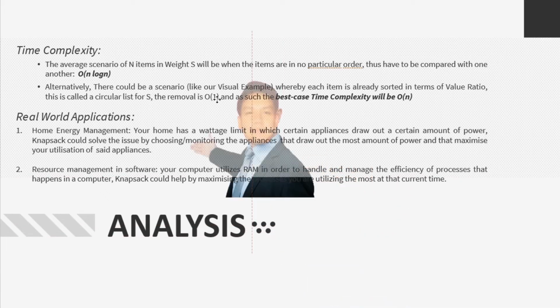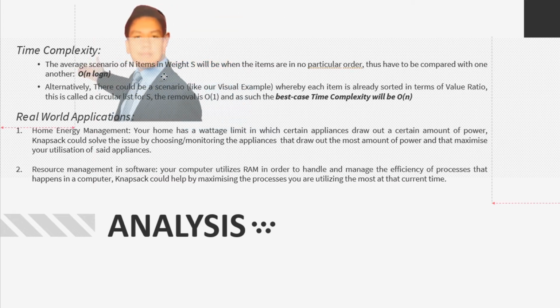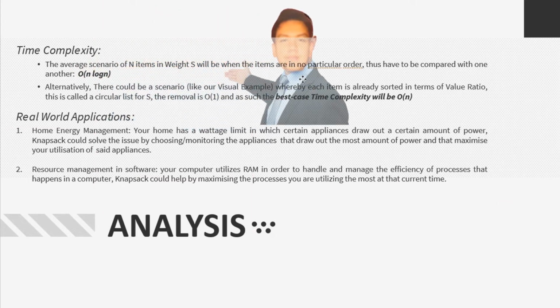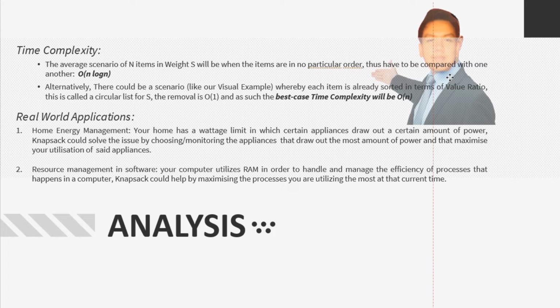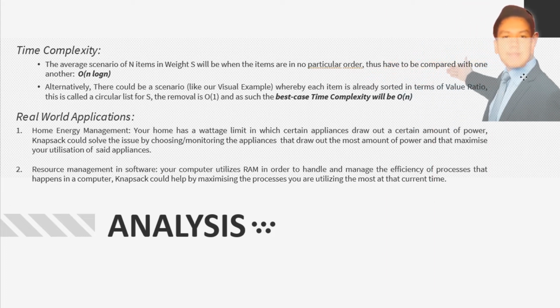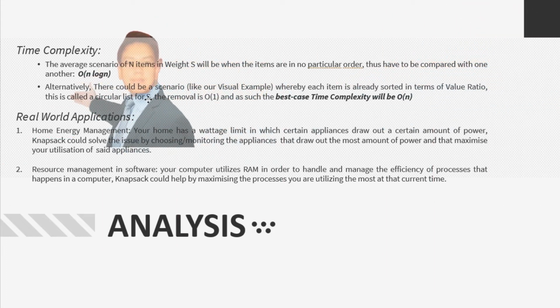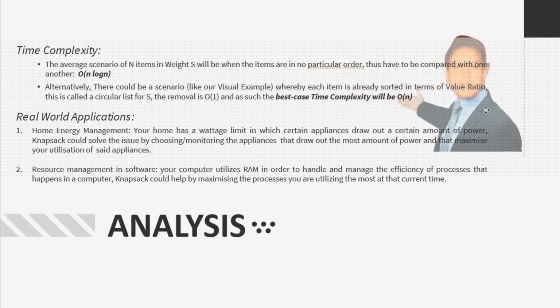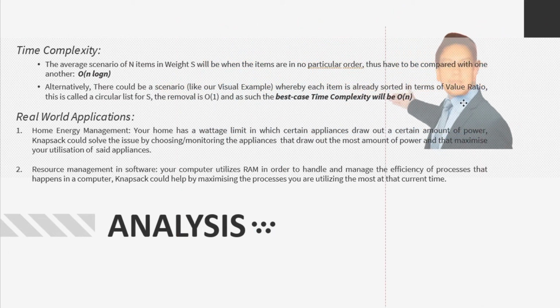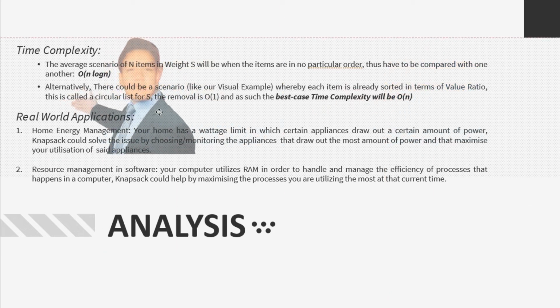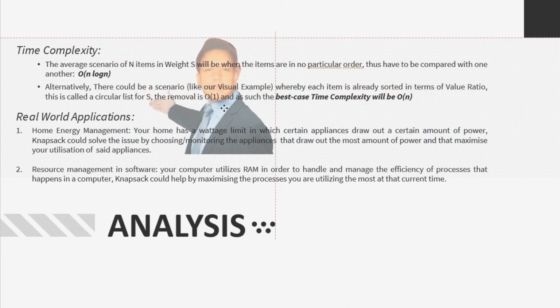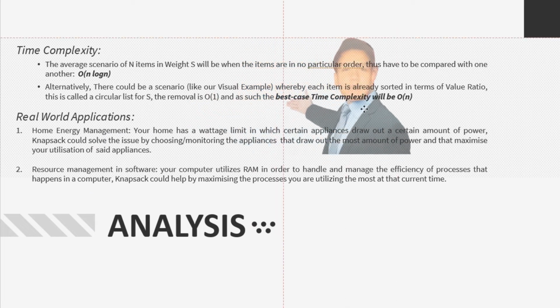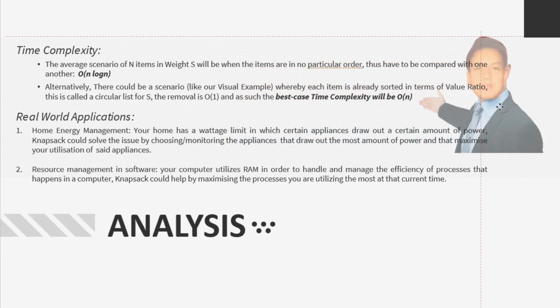Our time complexity is O(n log n). This is because the average scenario of n items in weight S will be when the items are in no particular order, thus they have to be compared with one another. Alternatively, there could be a scenario, like our visual example, whereby each item is already sorted in terms of value ratio. This is what's called a circular list. Therefore, the removal is O(1), and as such, the best possible time complexity will be O(n).